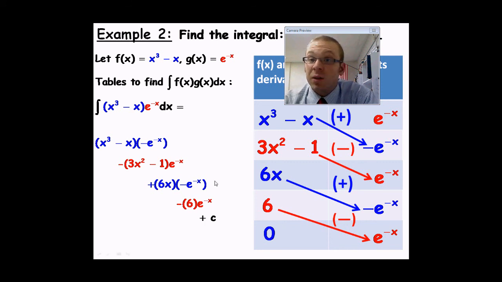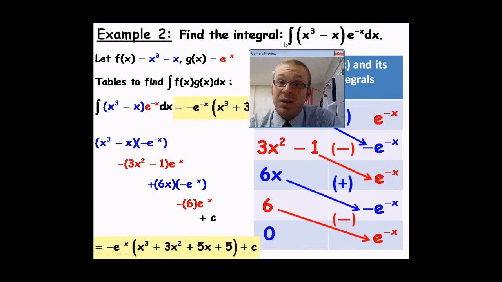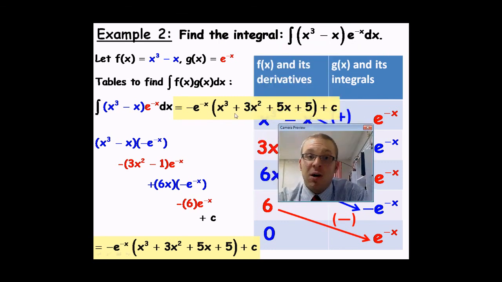And really the only thing left is algebra. You have to take all of this ugliness here, all of these multiplications and such, and you have to simplify it a little bit. I'm not going to spend a ton of time doing that. I'll just put it up on the screen for you. What I did is I factored out a negative e to the negative x, and then I was left with the quantity x cubed plus 3x squared plus 5x plus 5, and then all plus your c at the end, and that's all set.